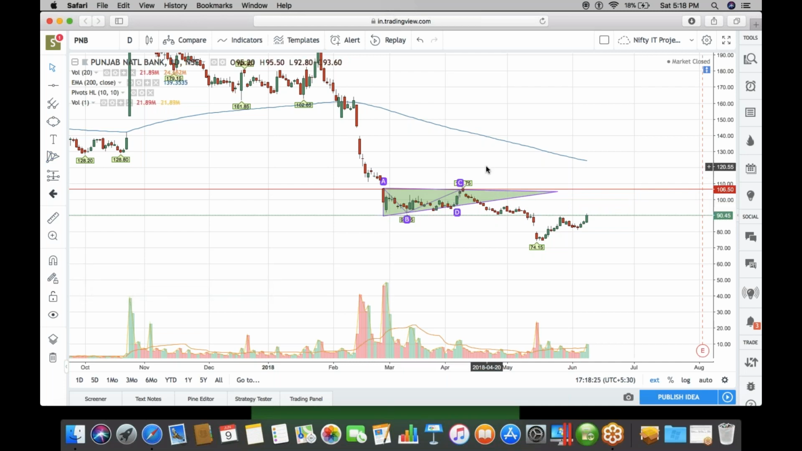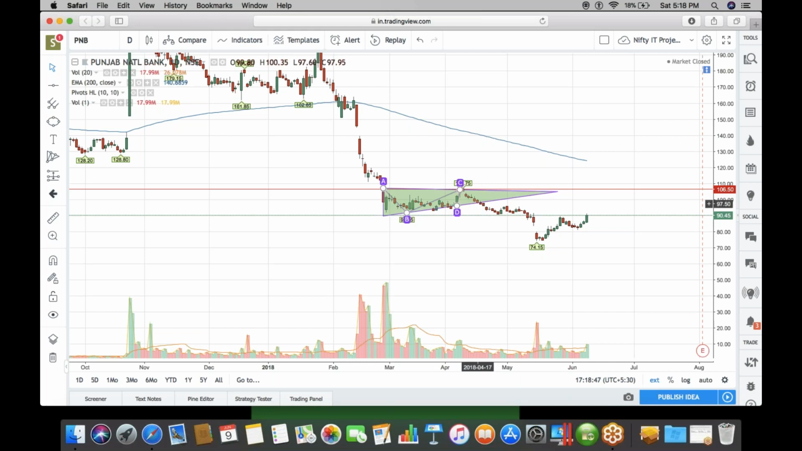See this, I somehow managed to get an ascending triangle out of it. This is a breakout of an ascending triangle. This is a downside breakout of an ascending triangle. And why should one trade it? Please go back to my earlier discussion. This is a downtrend, and this is a downside breakout of an ascending triangle.